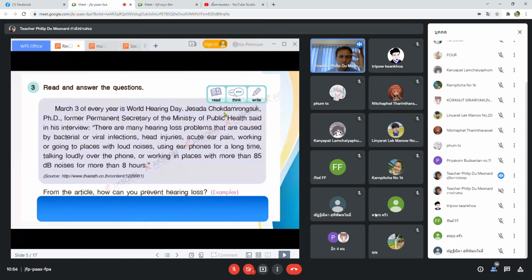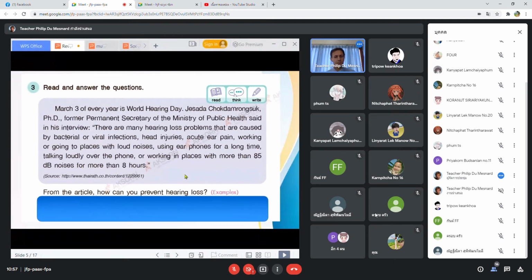Jesada Tukdamrong Suk, PhD, that means doctor, former permanent secretary of the Ministry of Public Health, said in his interview, there are many hearing loss problems that are caused by bacterial or viral infections, head injuries, acute ear pain, working or going to places with loud noises, using earphones for a long time, talking loudly over the phone, or working in places with more than 85 decibels noises for more than 8 hours.